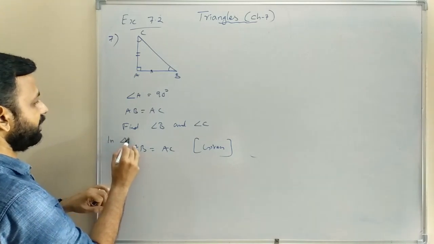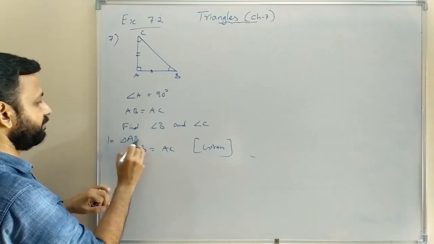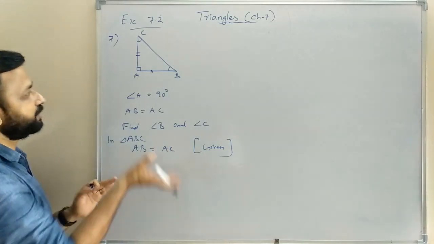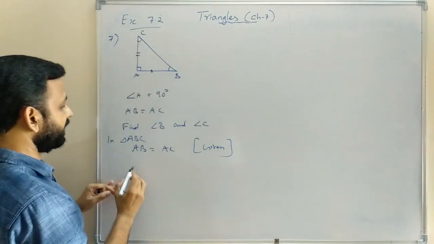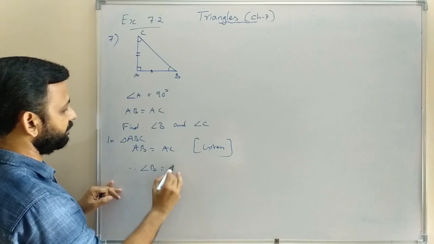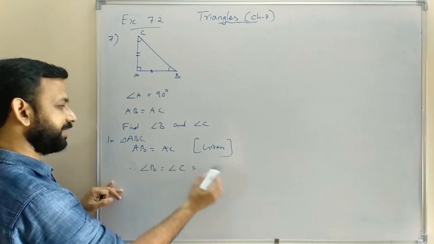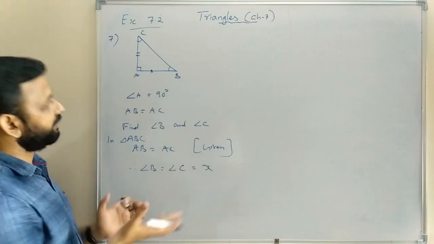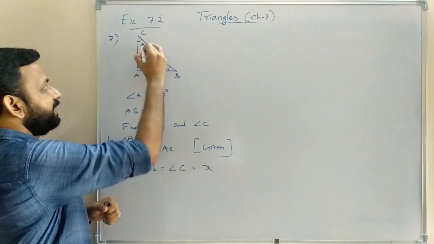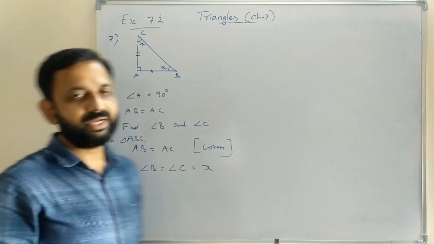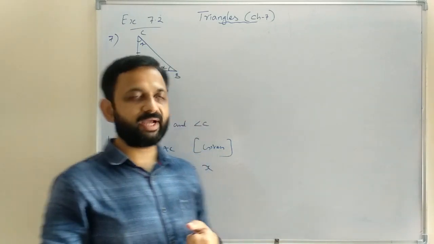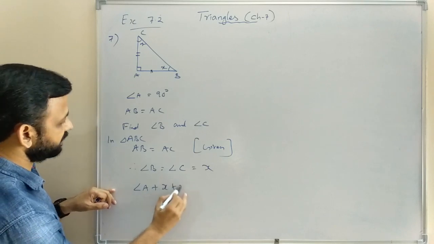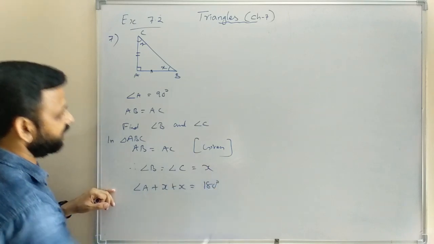In triangle ABC, AB equals AC, that is given. Therefore, the angles opposite to the equal sides are equal. Therefore angle B equals angle C, let it be x. Now we can apply the angle sum property of a triangle. Then angle A plus x plus x equals 180 degrees.